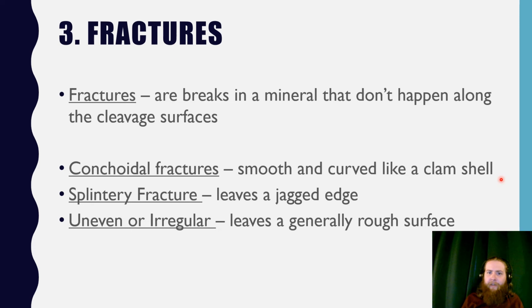Third, fractures are breaks in a mineral that don't happen along the cleavage surface. There are several different types of fractures. This is like how this rock is going to break. There's things like conchoidal fractures, which are smooth and kind of curved like a clamshell. There's a splintery fracture, which leaves a jagged edge, like you would expect on an arrowhead. And then there's uneven or irregular, which leaves a generally rough surface that doesn't really look like a conchoidal or a splintery fracture.